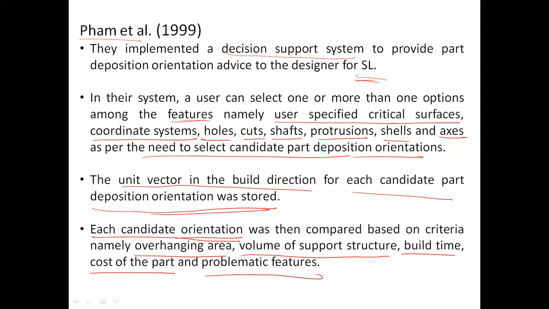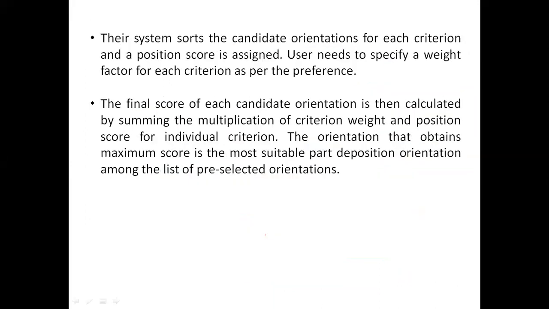So each candidate orientation that you selected was based on the Z direction. This is the direction of fabrication. Out of all the candidate deposition orientations, the Z-axis direction was taken as the direction of fabrication. For each orientation, the comparison was made on the basis of overhanging area, volume of support structure, build time, cost of the part, and problematic features.